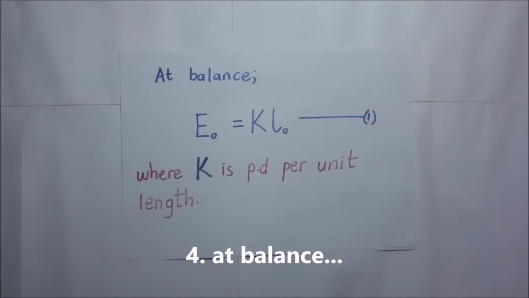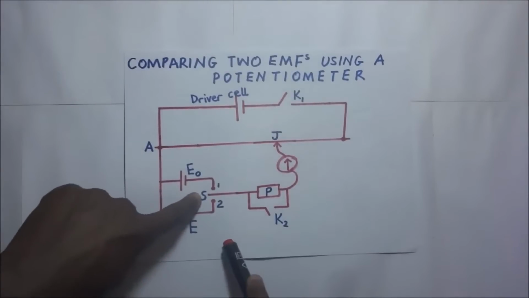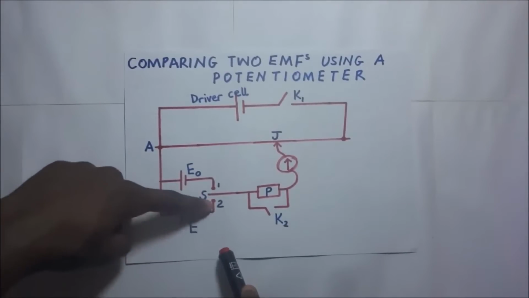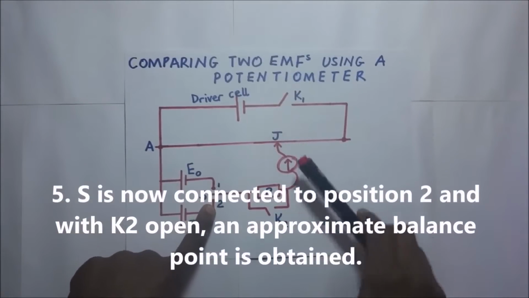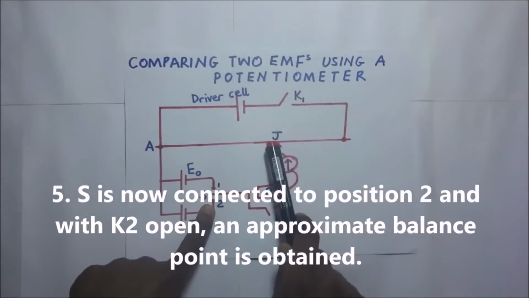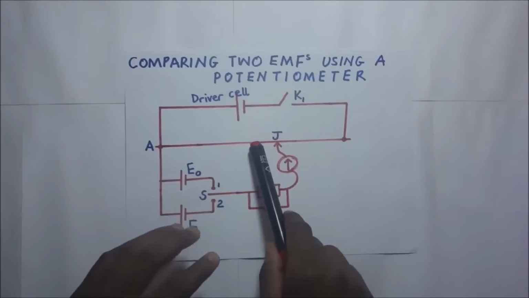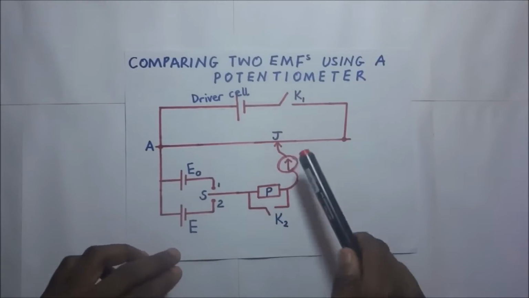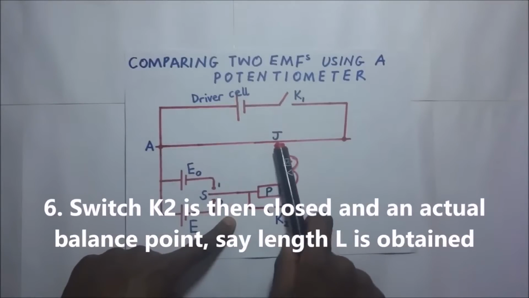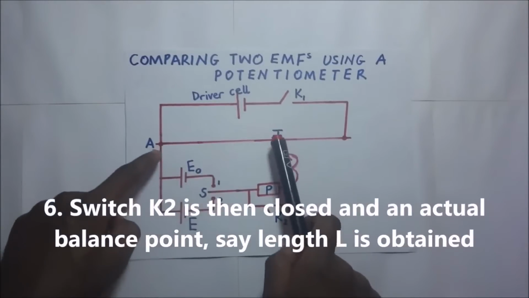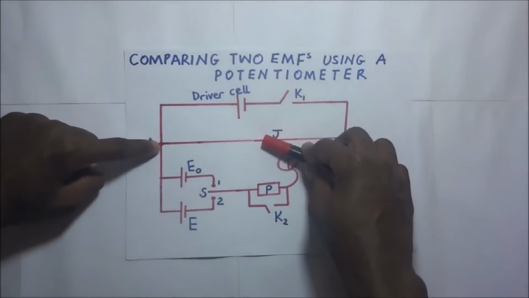After getting our first equation, we are going to repeat the same procedure again. This time round, we shall connect our switch S to position 2. When we connect it to position 2 with switch K2 open and switch K1 closed, we shall tap our jockey along this wire, and then we shall get an approximate balance point. Thereafter, we shall close K2, and slide our jockey along this wire, and then we shall get the accurate balance point. When we get the accurate balance point, we shall read and record the accurate balance length.